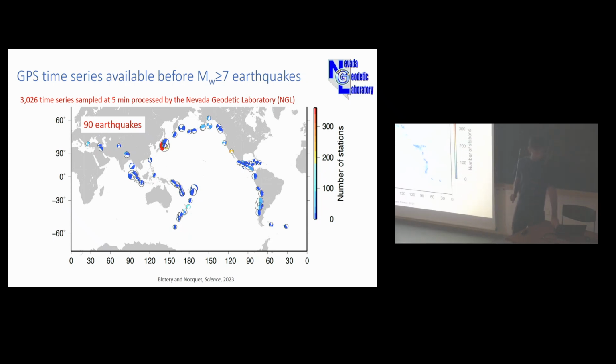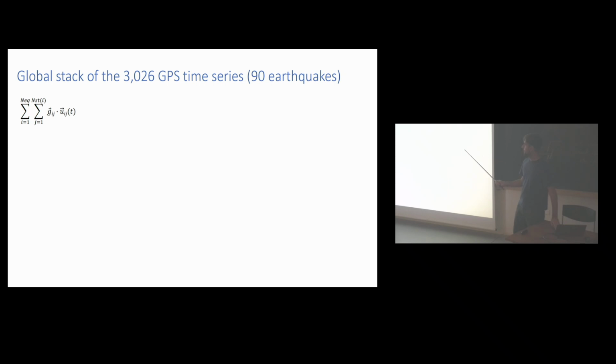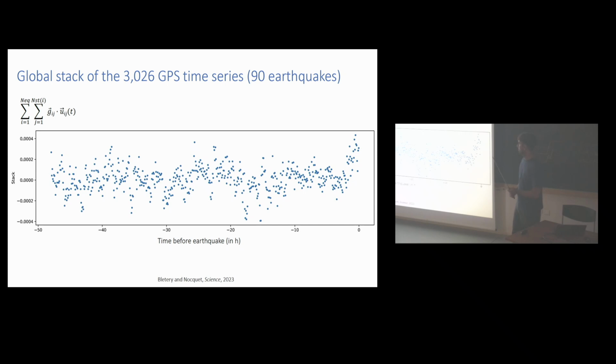And if you do that on all this data, here is the result of this global stack of 3,000 GPS time series recorded before 90 earthquakes. Here's what it looks like. So you've got time here, that's 48 hours of records. 0 is the time of the earthquakes. So each time series has been cut at its 0 and then stacked, basically. What we can see is that we more or less see a cloud of points centered around 0, except in the last 2 hours, where it's, I would say, subtle, but it does look consistent with the idea of accelerating slow slip towards the rupture.